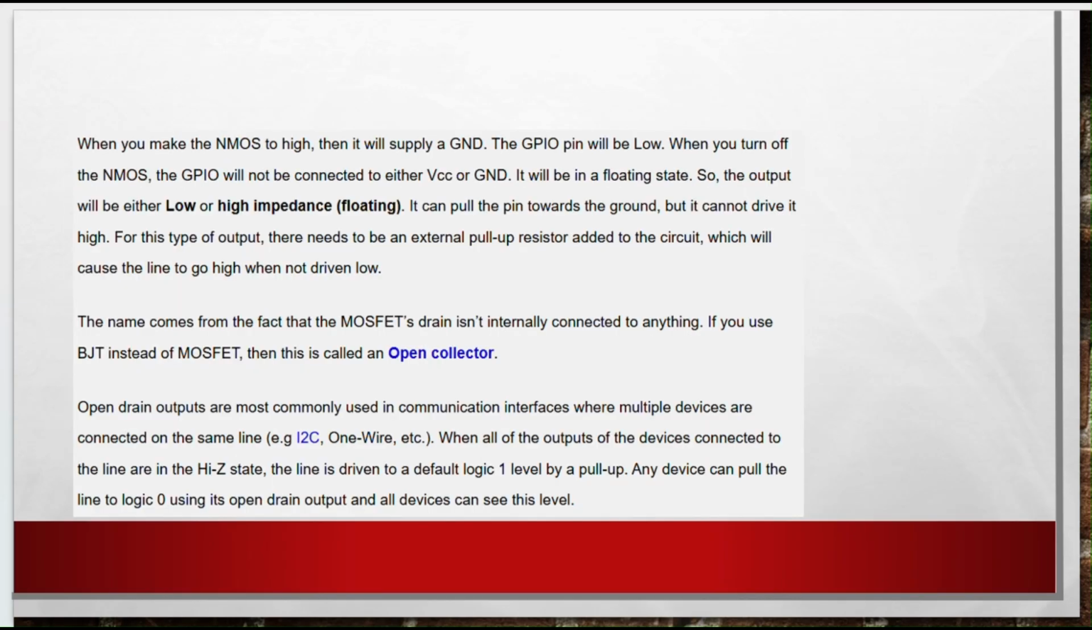Now, when you turn the NMOS on, it will supply ground here, and the GPIO pin goes low. When you turn off the NMOS, the GPIO will not be connected to either VCC or ground. It will be in a floating state. So the output will be either low or floating. It can pull the pin toward the ground, but it cannot drive it high. For this type of output, an external pull-up resistor needs to be added to the circuit, which will cause the line to go high when not driving low.